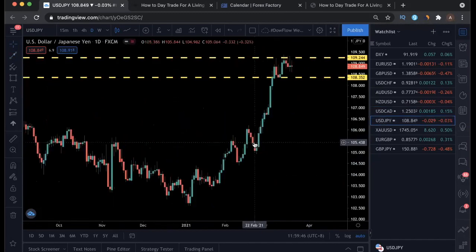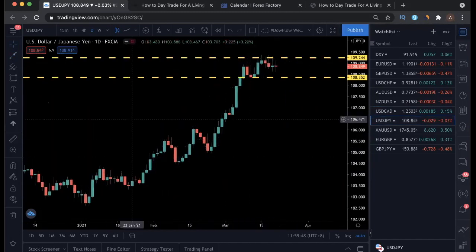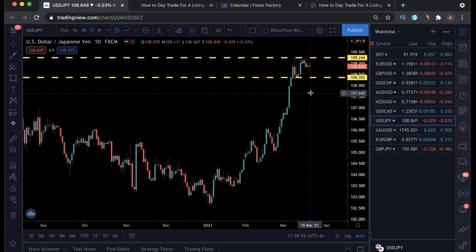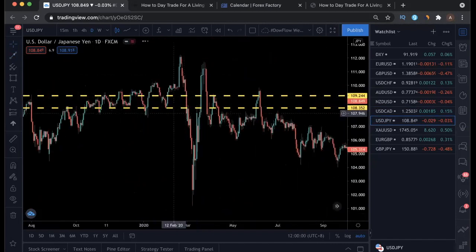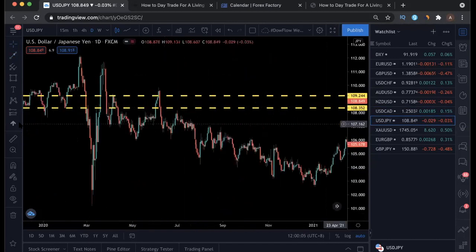So moving on to dollar yen. Dollar yen is in a clear uptrend: higher high, higher low, higher high, higher low, higher high. Very clear uptrend, but right now price is stuck at this resistance here. You can see over here, and this support which is given by this level over here. This level here, this level here, this level here. This is a very strong level.